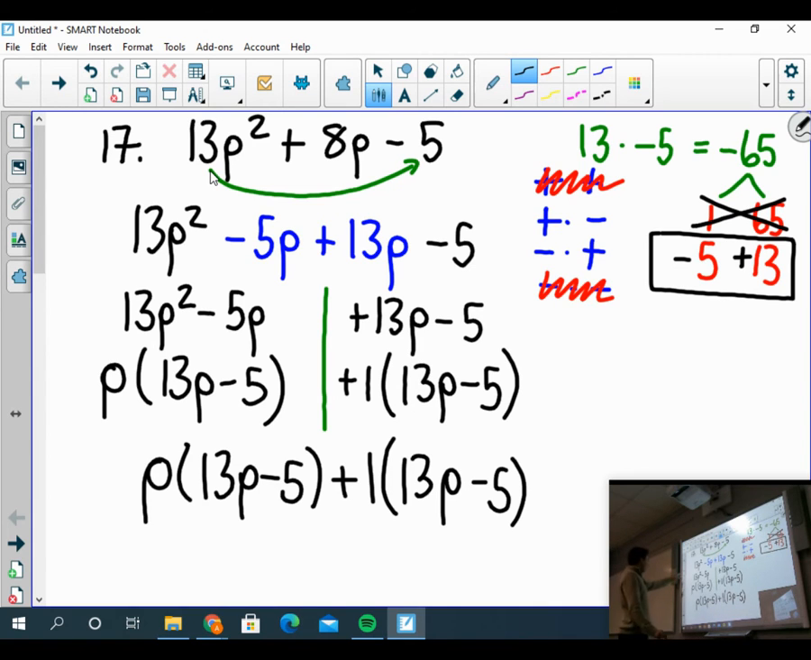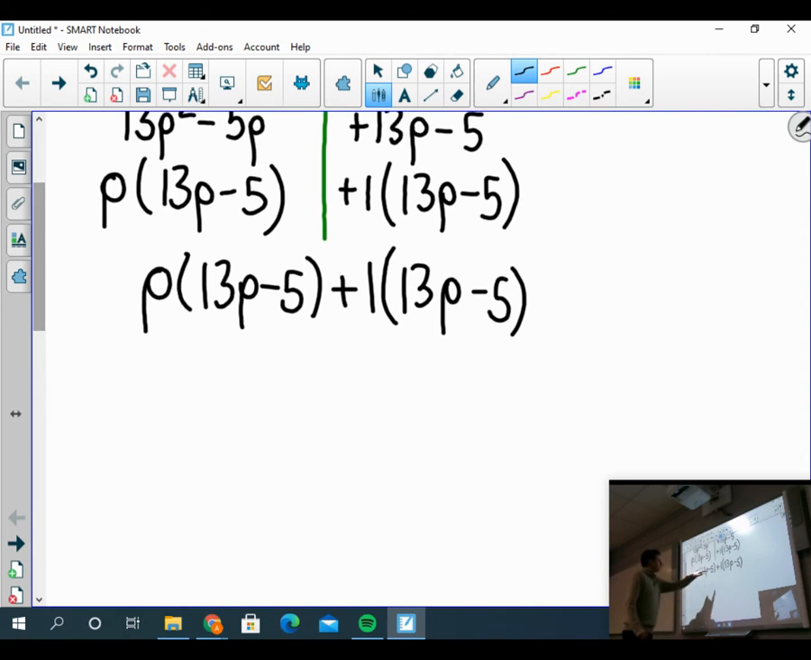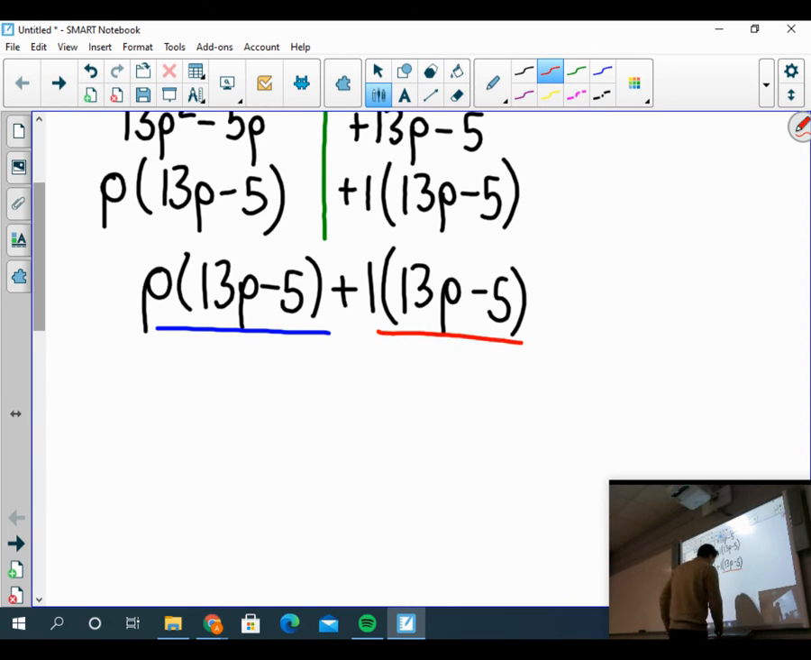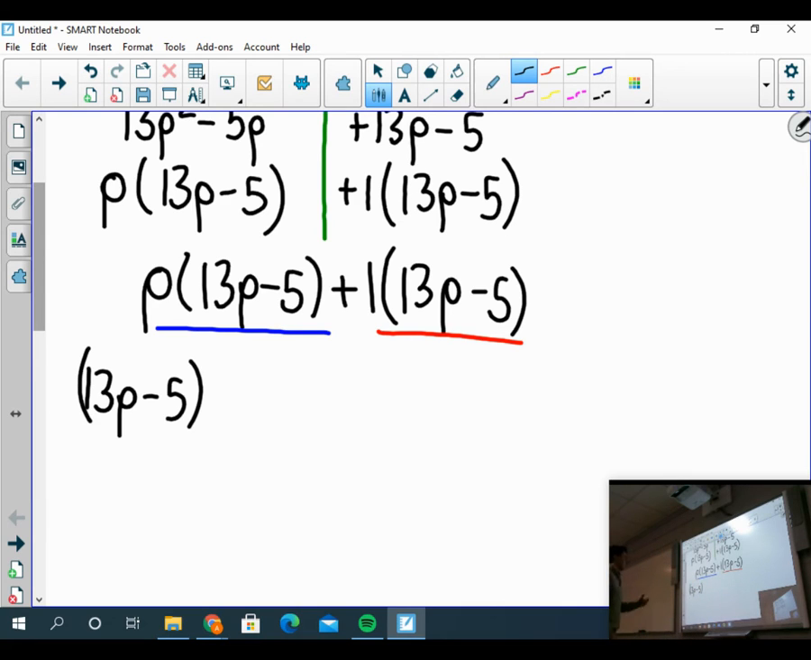So at this point, your last step, we look at what we have written here. We go, what do the two terms have in common? Okay, what does this term have in common with this term? Well, they both have a 13p minus 5, so go ahead and factor that guy out. Now, you have learned in previous instruction, as well as seen above here, when we factor something out, it means we are dividing by it.